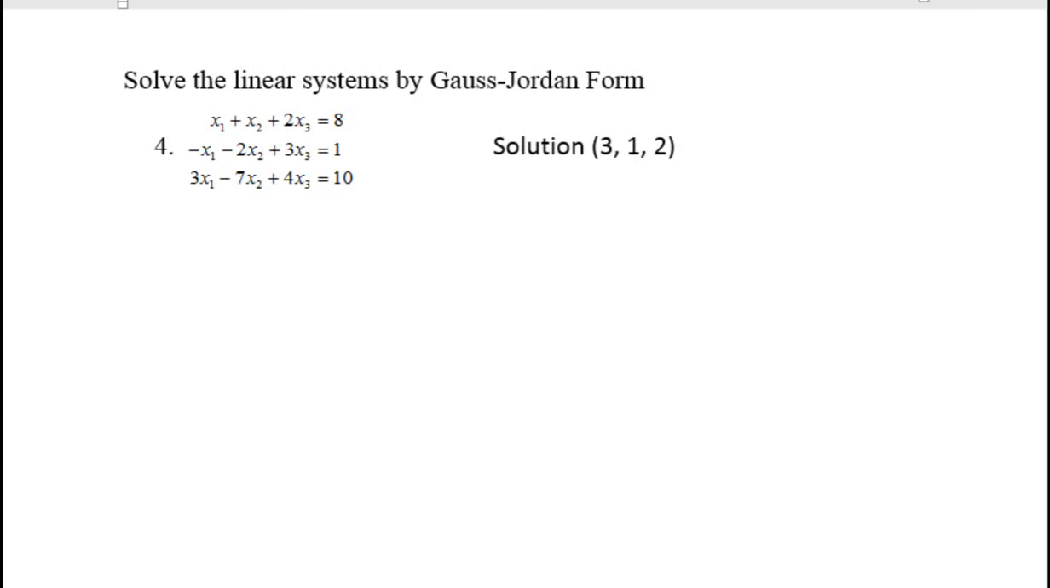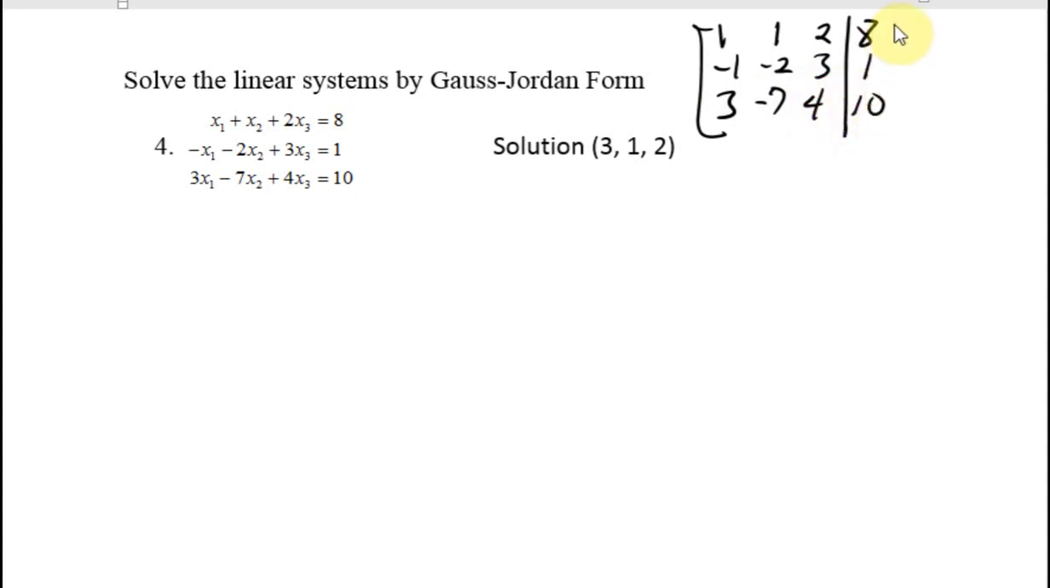Let's see if we can get this one. So I'm going to write this as a matrix. So 1, 1, 2, 8, negative 1, negative 2, 3, 1, 3, negative 7, 4, and 10. So we want to have a 1 at A11. We got that. Use that one to get zeros below it. To do that, we just simply say, just add row 1 to row 2.